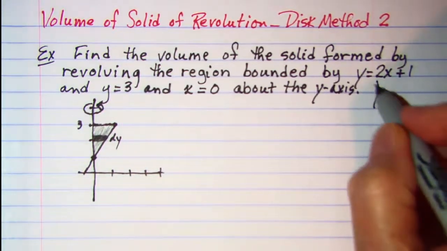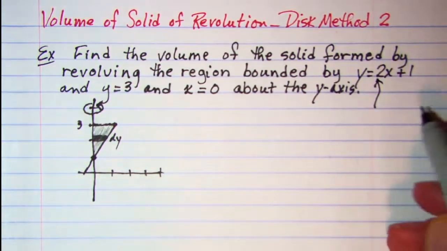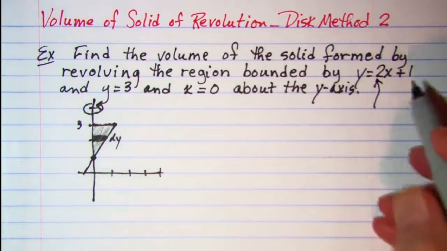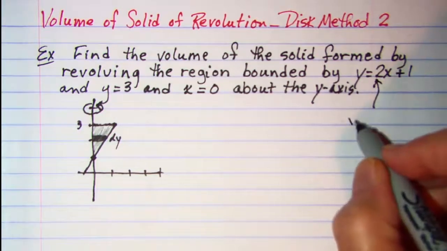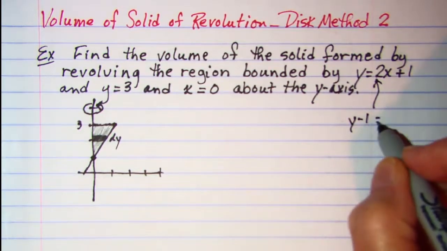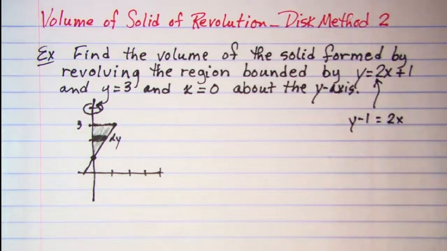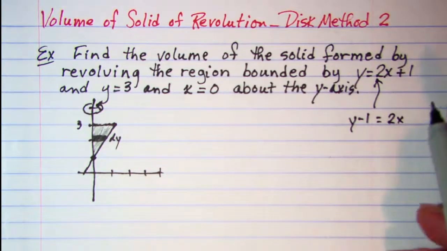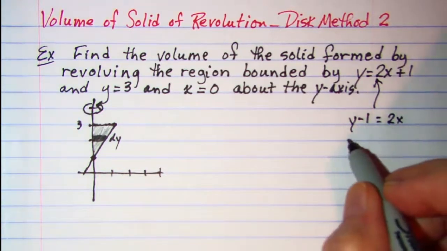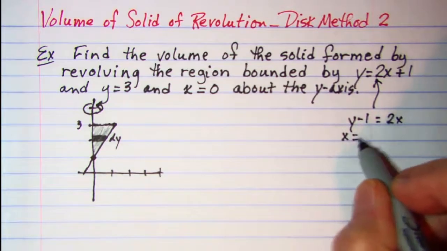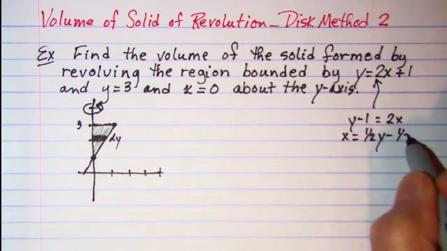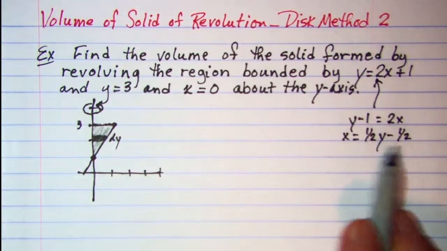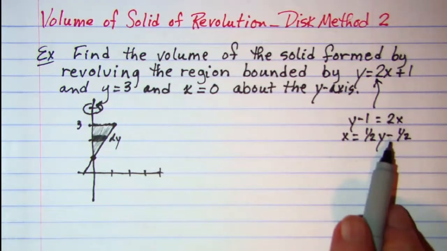I'm going to go ahead and solve this then so that my equation is in y. Subtract 1 from both sides, and then divide by 2. So I have x equals 1/2 y minus 1/2. This will be the function that I'm working with. This is my f of y.